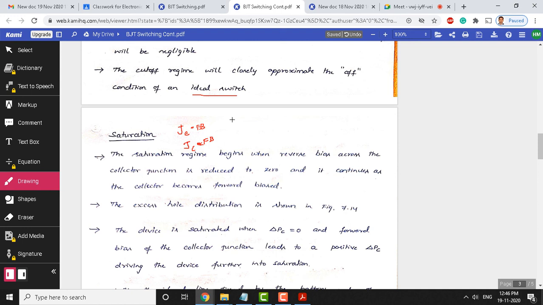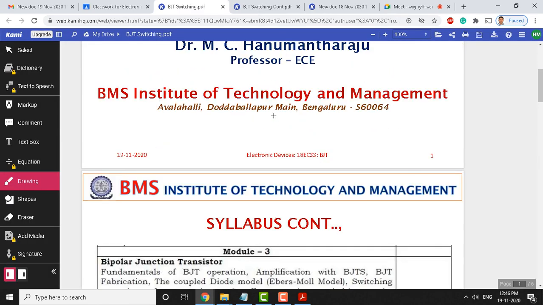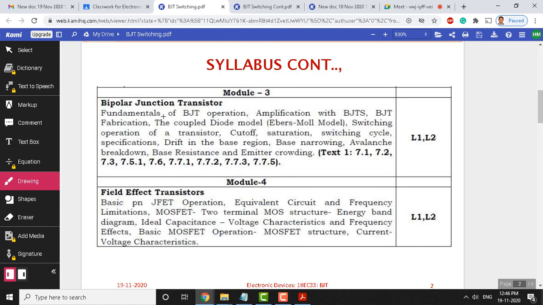Most probably the next class would be the last class for this module. We have covered almost all topics in this module. You can just have a look at the syllabus. We have covered almost all topics: switching cycles, specifications, drift in the base region, base narrowing, avalanche breakdown, base resistance, and emitter crowding. Okay, all this has been covered here. The corresponding videos have been uploaded on YouTube, and the material related to this module has been uploaded in Google Classroom. And if anything is missed out, you can just send an email or message to me.